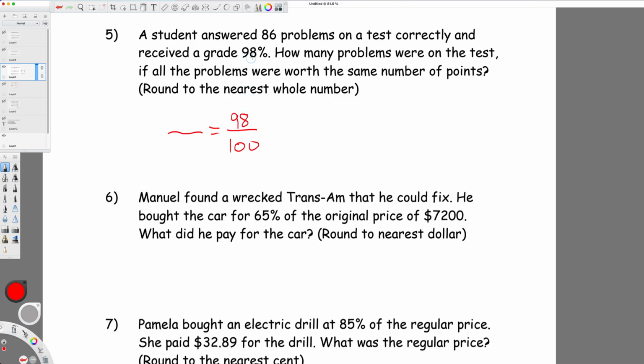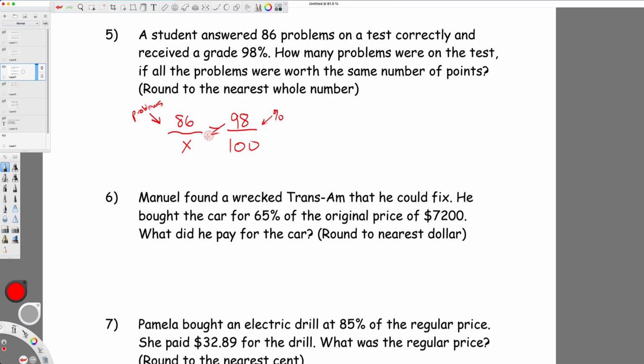And now this 98% is the grade they earned by getting 86 problems correct. This 86 is the ones that they got correct, and this 98 is the percent that they got correct. So the 86 and the 98 need to go in the same position. So this side has the percent information, and this one has the problems. And the question is asking how many problems were on the test. That is the whole number of problems. This person got 86 right out of a certain number, and I don't know what that is. I'm going to call it X. I'm using X just about every time unless it's a percent. So now I'm ready to go.